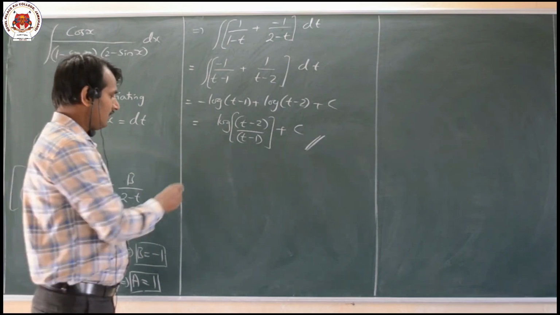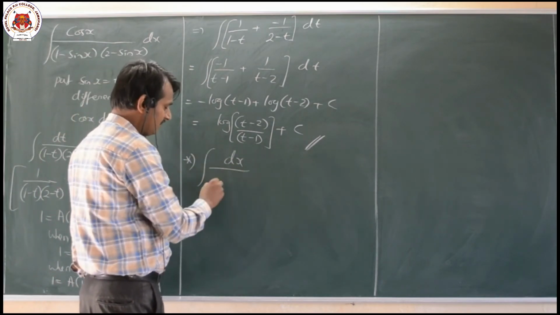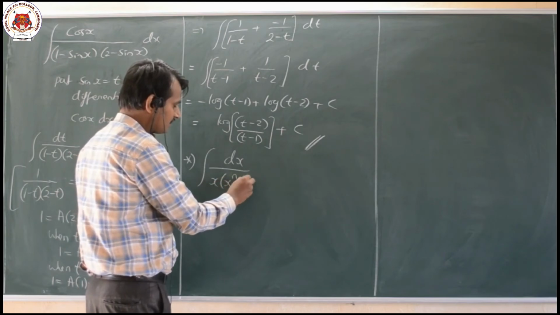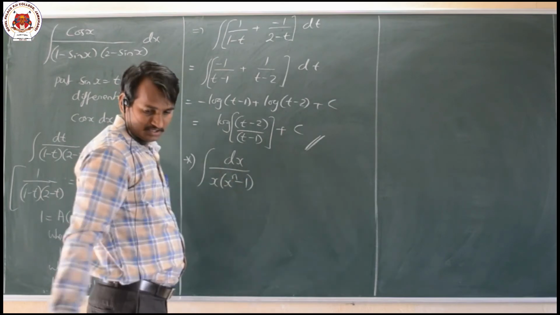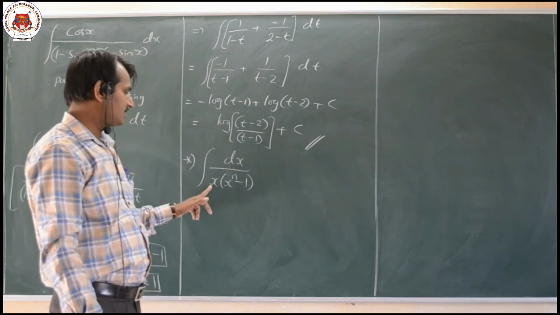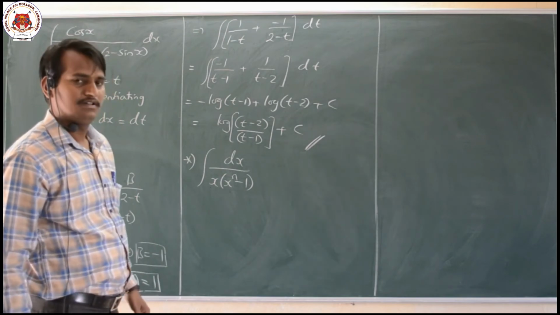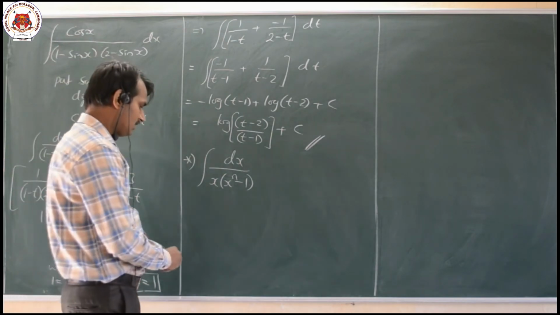Okay. Now we shall start with the next problem, that is integration of dx divided by x into x raised to n minus 1. The question is, that is 1 divided by x into x raised to n minus 1 dx. How we have to solve it? Very, very simple question it is. Now I will multiply and divide.